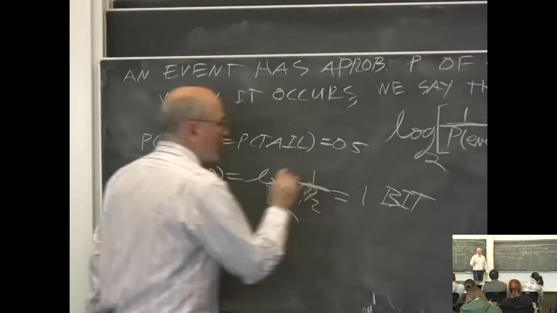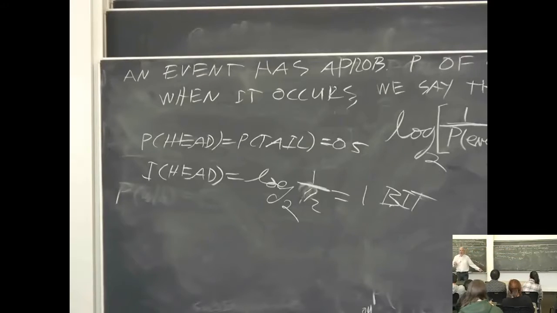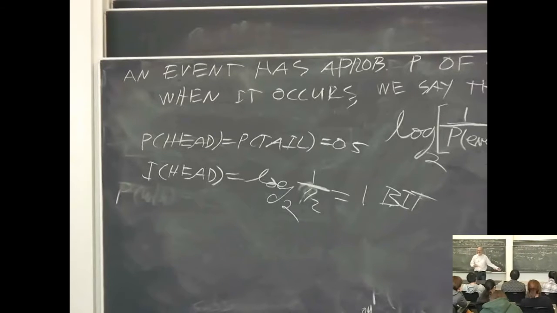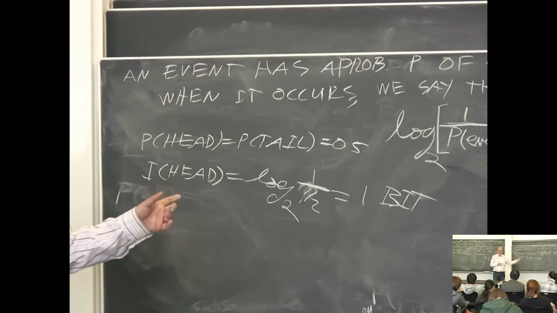So by our definition, flipping a fair coin, if it lands on head, I got 1 bit of information. What happens if it lands on tail? Same thing. I also got 1 bit of information. So before I flip the coin, I know that no matter how it lands, I'm going to get 1 bit of information. And I'm going to be surprised, somewhat, not very surprised, 1 bit is not a lot. And I'm going to be surprised the same amount if it lands on head or on tail. That makes sense.